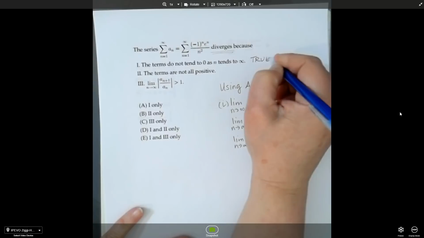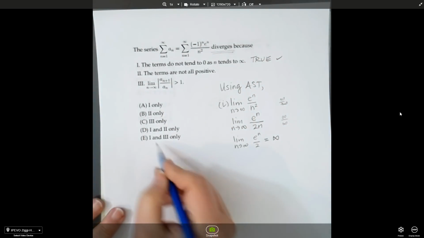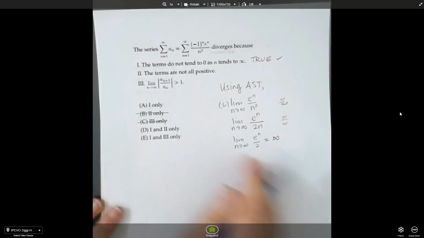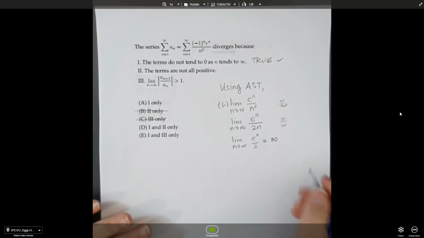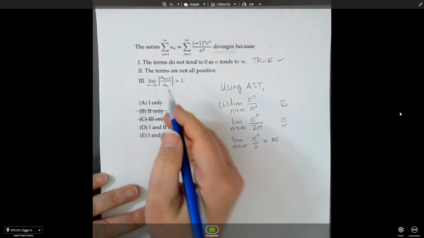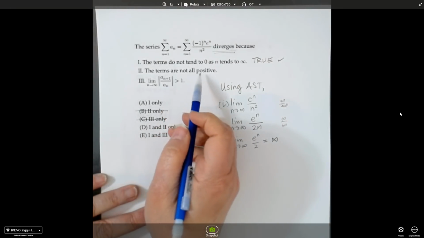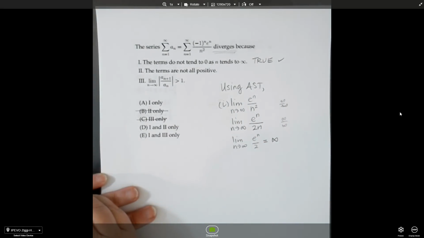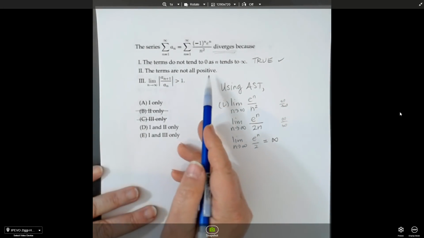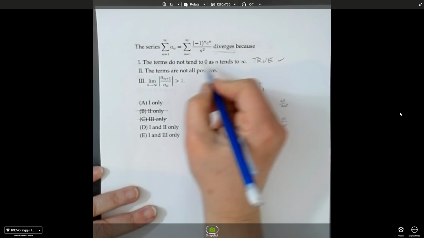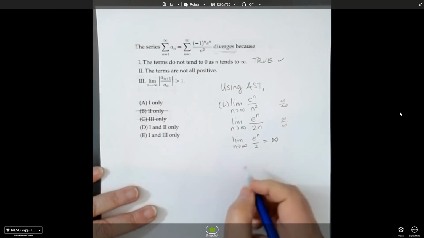So this is true. So I know it's got to have a 1 in it. So I can cancel out this one and this one because I know I have to have a 1 at least. And then the terms are not all positive. Well, I don't know about that one yet. Let me try this limit here to see what happens down here.